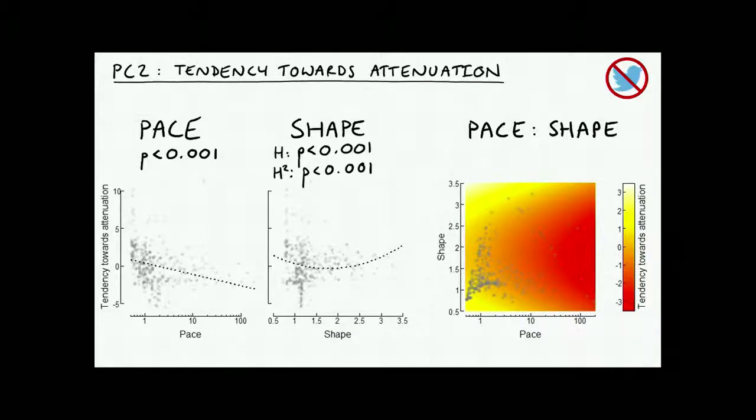And again, in pace-shape space, we can see that individuals down here, so these annuals, have a high tendency towards attenuation, probably because they have this very sharp death part of their life cycle. So if you get disturbed in the wrong way, then you could attenuate. And the other way around for individuals which have long life cycles.